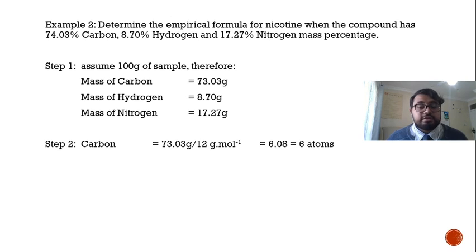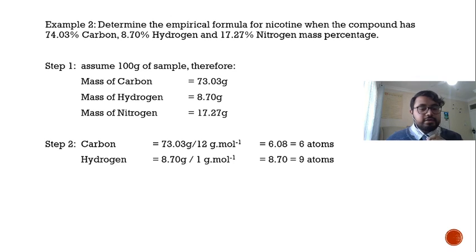Okay, so the next step was to calculate the number of moles or the number of atoms, right? So our mass of carbon was 74.03 divided by the molar mass, which should give us 6.16, not 6.08, and that would still be rounded off to 6 atoms. Okay, the number of moles or number of atoms present in nicotine, that is 8.7 grams divided by 1, which is 8.7, and we'll round that up to 9.